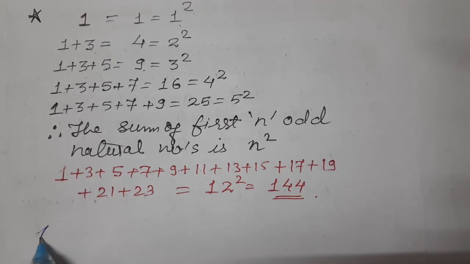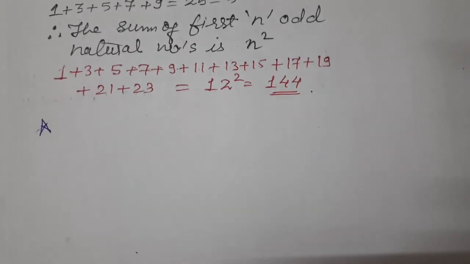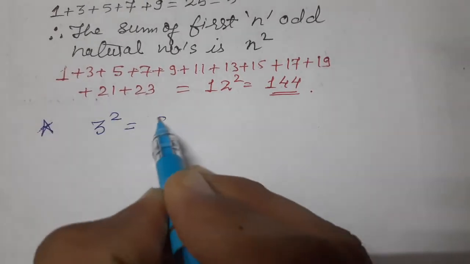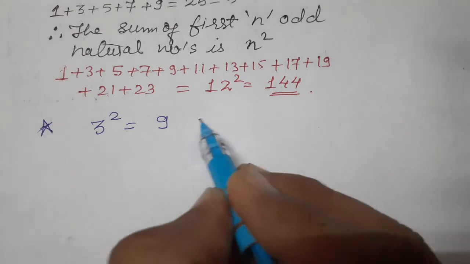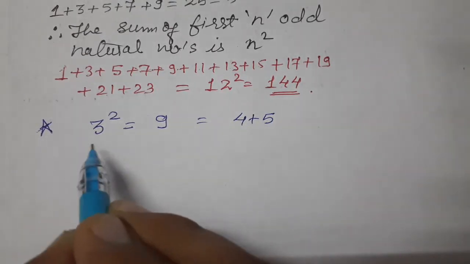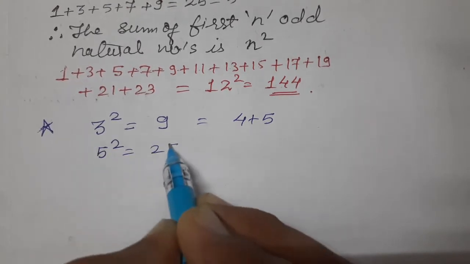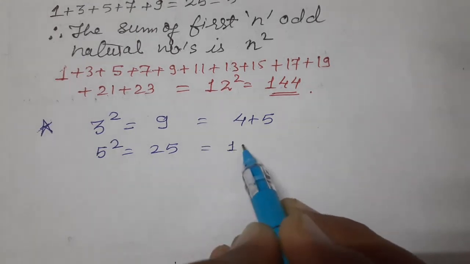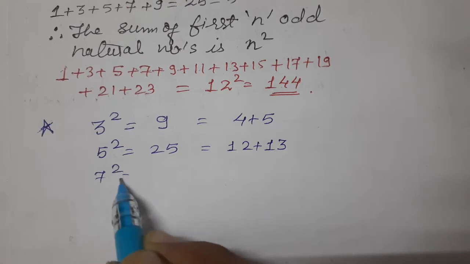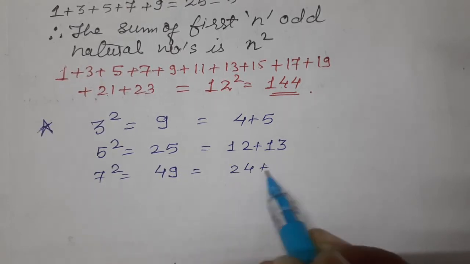Now, see. 3 square, how will we write 3 square? 3 square can be written as 9. And 9 means 4 plus 5. Now see one more, 5 square. 5 square is 25. 25 we can write as 12 plus 13. Now see one more, 7 square. 7 square is 49. 49 we can write as 24 plus 25.